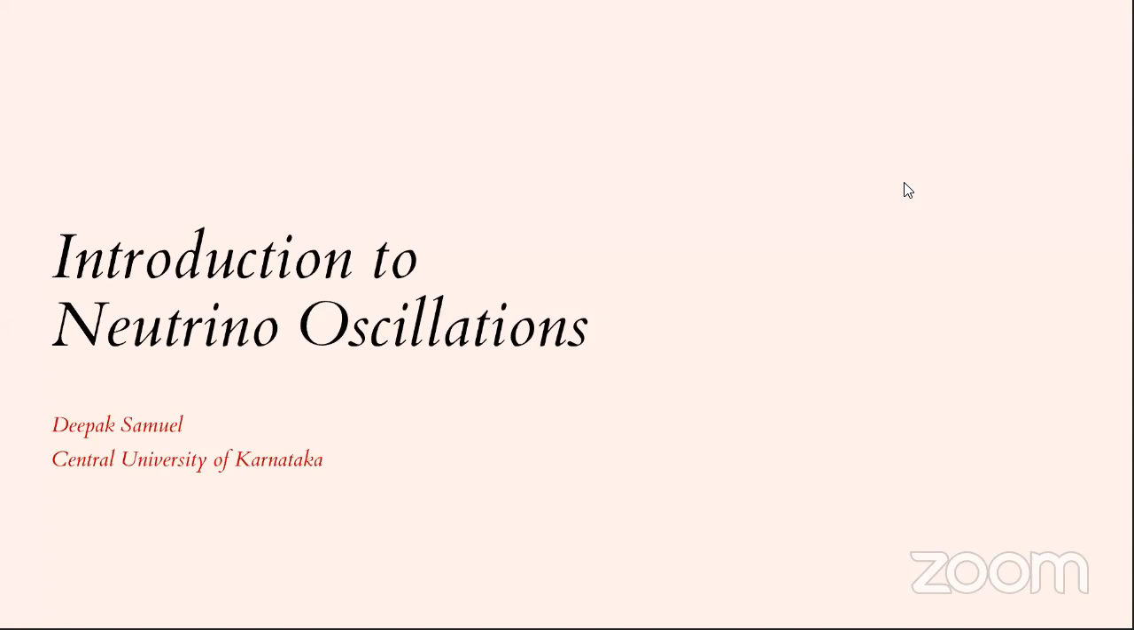Right now, sir, I had two questions. First of all, I didn't understand what the mixing angle is, which you mentioned in the neutrino oscillation probability. Could you explain that?